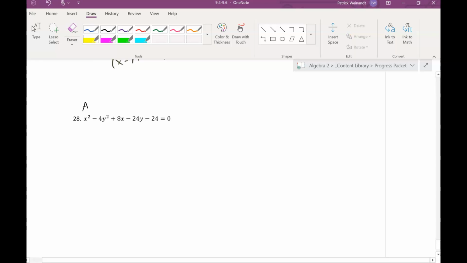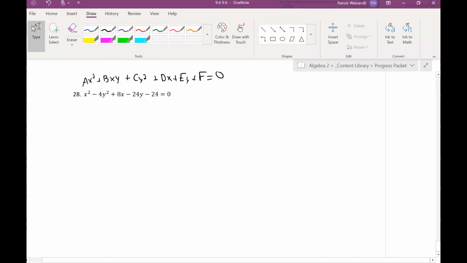Which means that you're going to have some ax squared plus bxy plus cy squared plus dx plus ey plus f equals 0. Lots of things going on here. But really, we want to use our discriminant here. And then we want to determine what type of conic it is, and then write the equation of that conic.